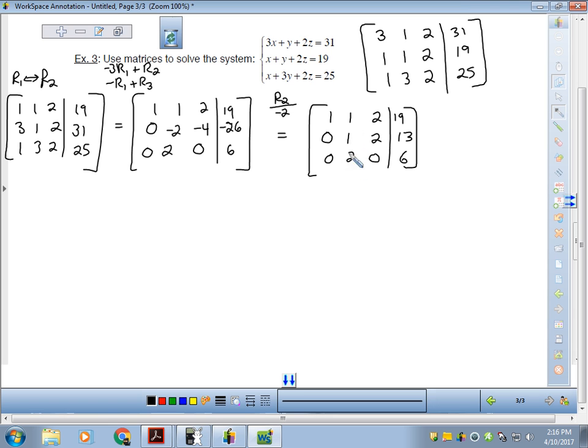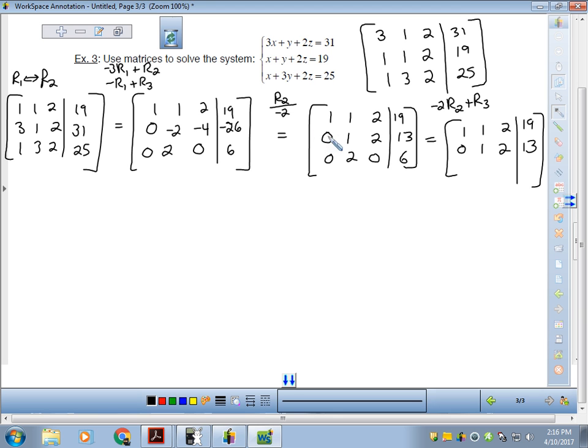Next, I want to get a 0 underneath. Well, I'm going to take this second row and multiply it by something to get rid of the 2 here in the third row. To get rid of this 2, I would need a negative 2. So I need to take this 1 and multiply it by a negative 2. So negative 2 times row 2, add it into row 3. So row 1 stays the same, 1, 1, 2, 19. Row 2 stays the same, 0, 1, 2, and 13. Row 3 is going to change.